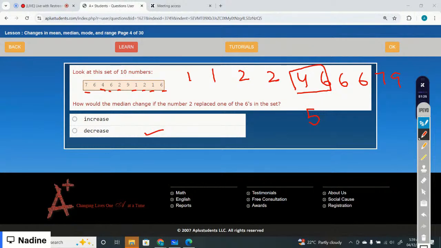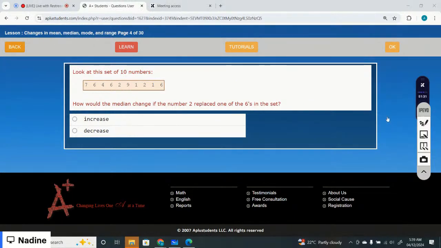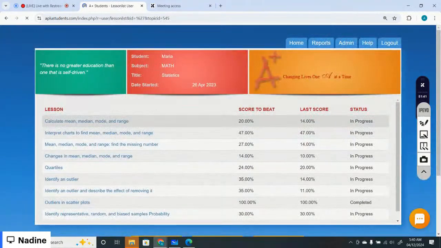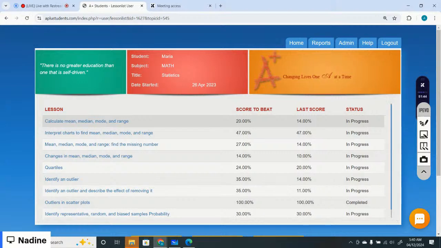Okay, you can complete the lesson by yourself later today. So we were working on grade 8 math, working on statistics. The lessons we have covered today are calculate mean, median, mode, and range; interpret chart to find mean, median, mode, and range; find the missing number; and changes in mean, median, mode, and range.